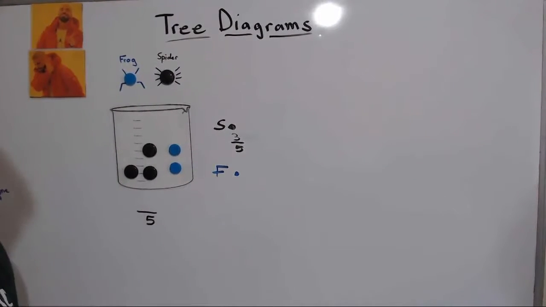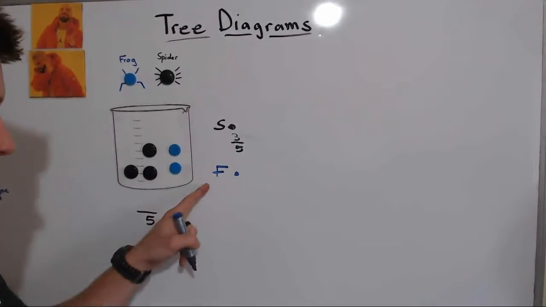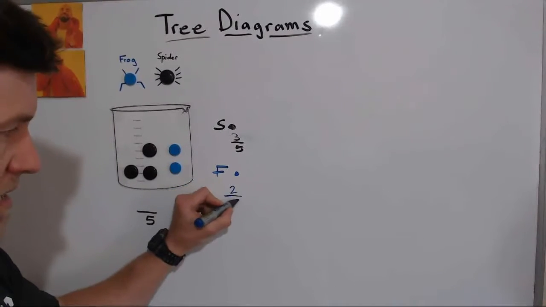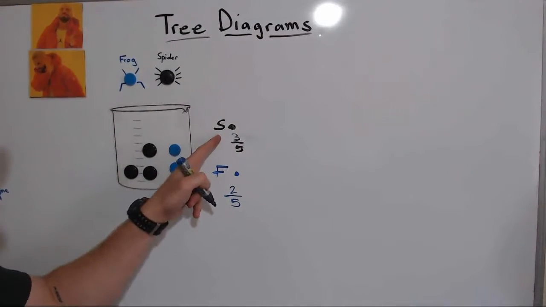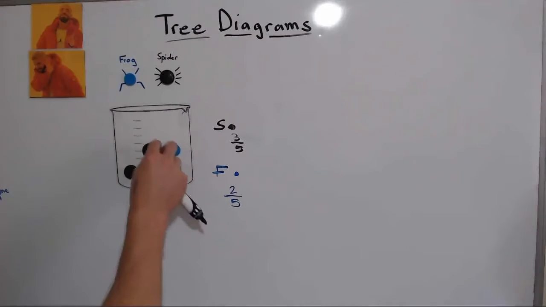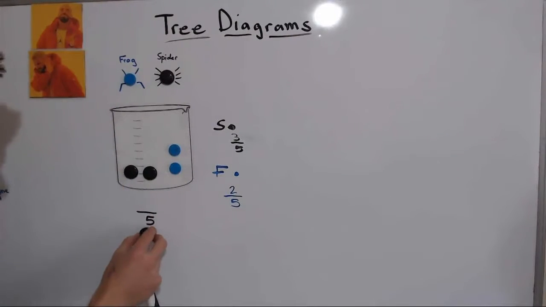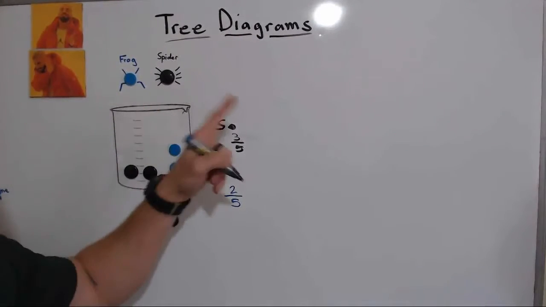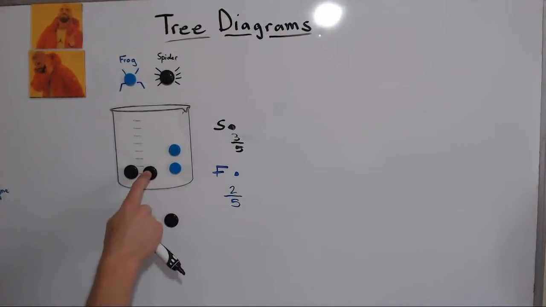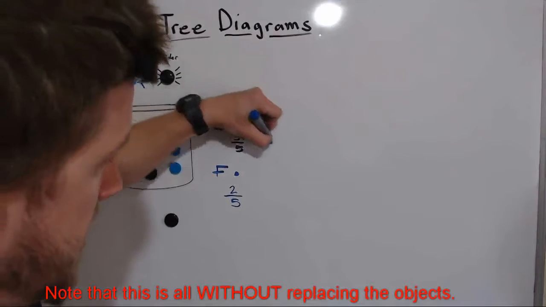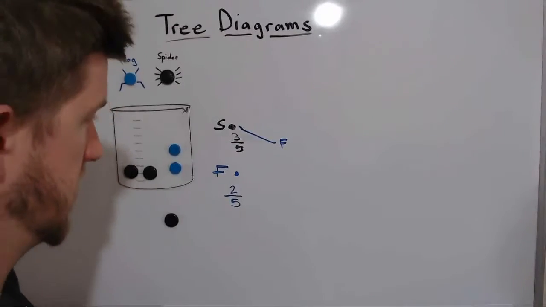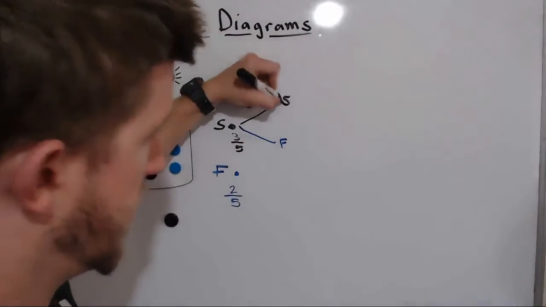If I was to look at the frogs, what's the probability I would draw a frog? There's only 2 of them, and there's still 5 objects. So this is my starting point. From here, I now look at this branch. If I drew a spider, I've taken the spider out, it's not replacing. What is my option from this point? I can either draw a spider or a frog again. So let's say this is frog, this is spider.